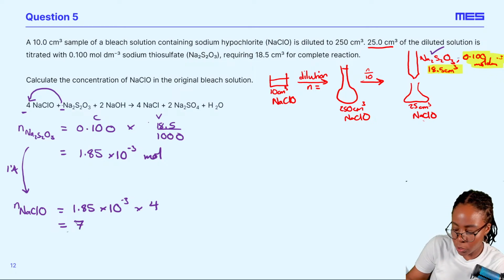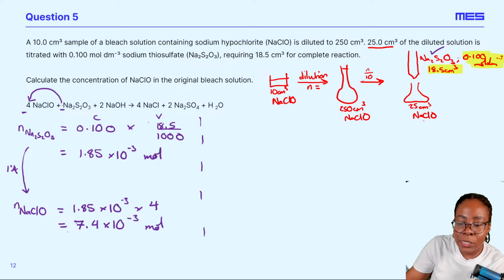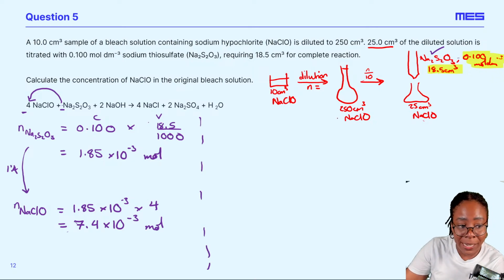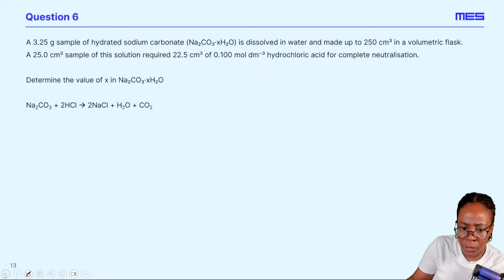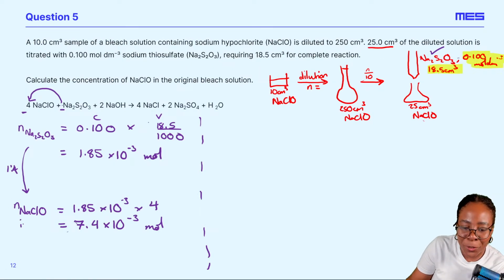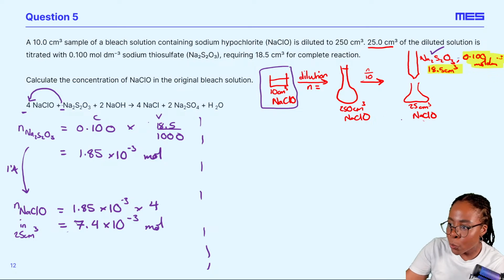Okay. So we've got 7.4 times 10 to the minus 3 for our moles. But, and here is a really important point, with these longer style calculations, and as we mapped out here, this is only the number of moles in that 25 centimeter cube sample. But if we're trying to figure out what we had at the beginning, we need to now go back to figure out how many moles were in that original sample in that volumetric flask.